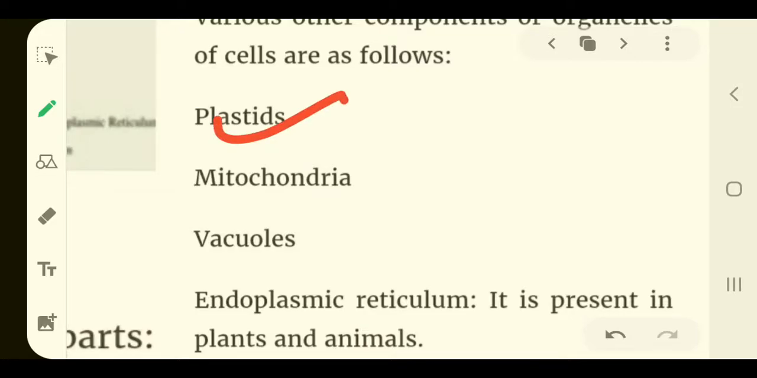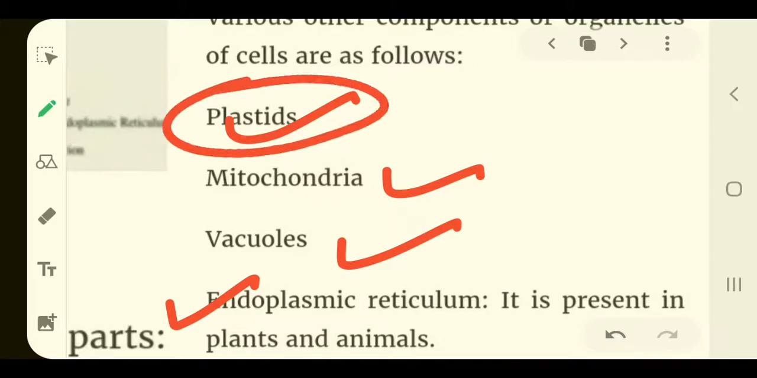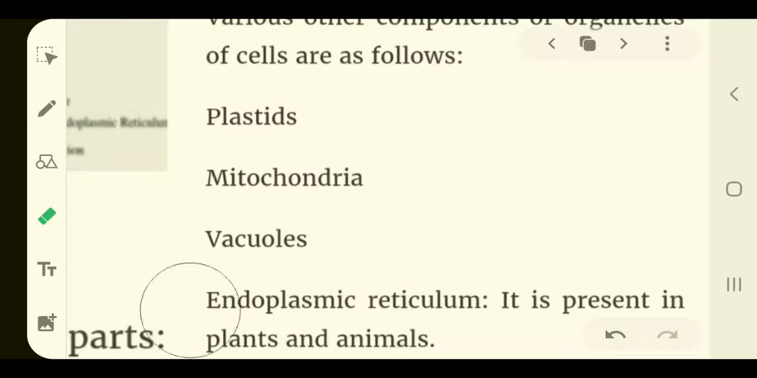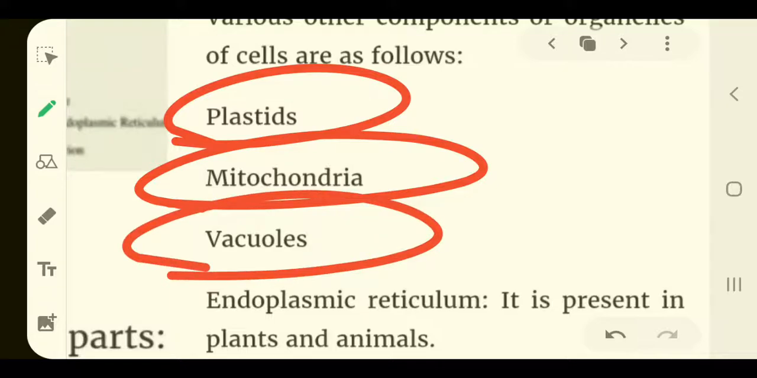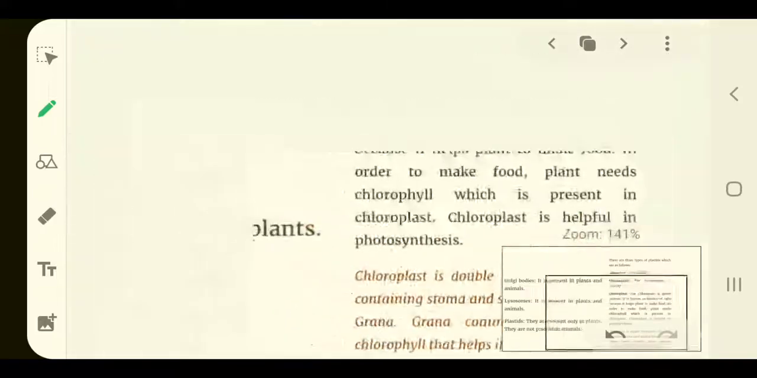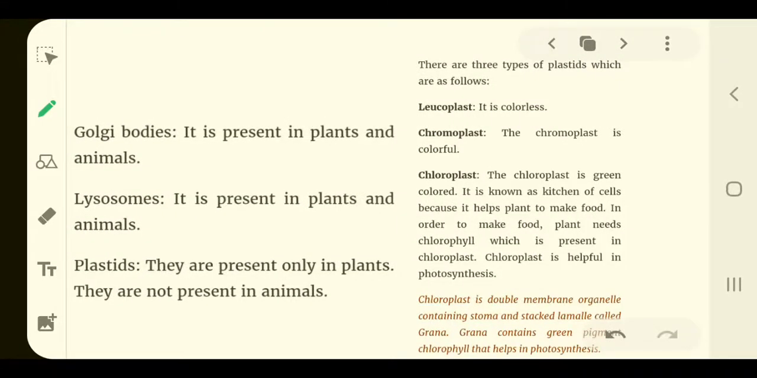Plastids, write it down, mitochondria, vacuoles, and endoplasmic reticulum. There are other organelles also, but these are some of them which we want to study in this tutorial. Write them down carefully because the names are new to you. So that gives you some idea of what topic we are going to study.